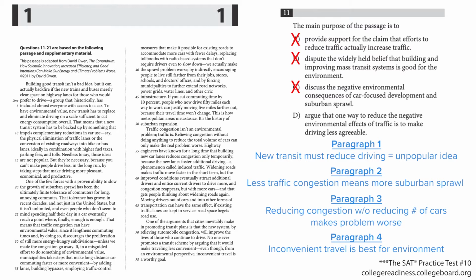Let's go on and take a look at D. Argue that one way to reduce the negative environmental effects of traffic is to make driving less agreeable. Okay, now that is an idea that we found in both the introduction and the conclusion. So I would say that has a much better chance of being the main purpose of the passage. So the correct answer for this one is going to be choice D.